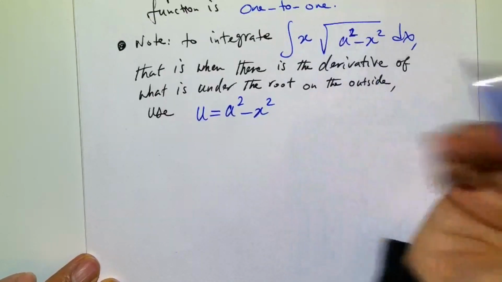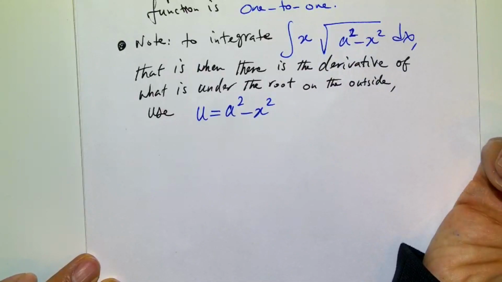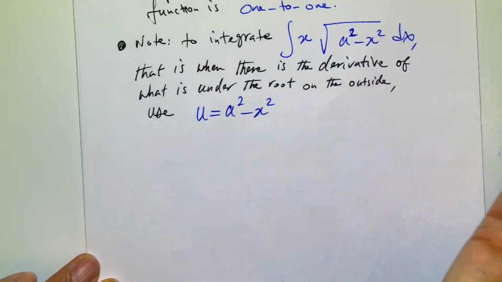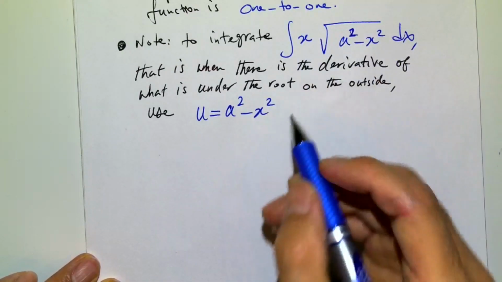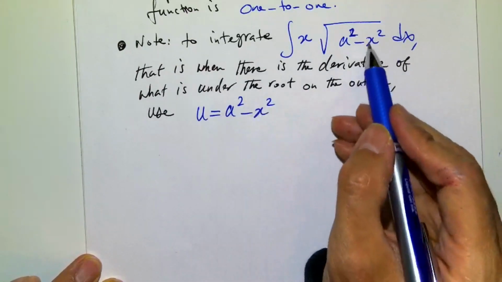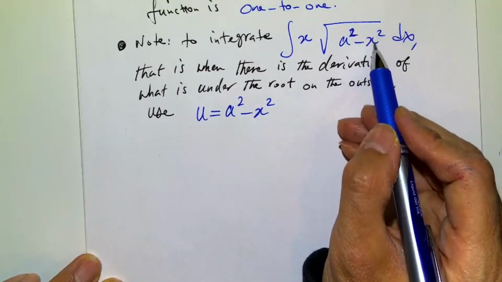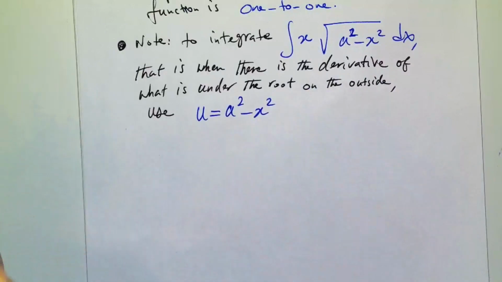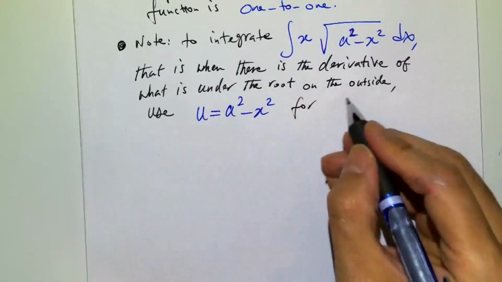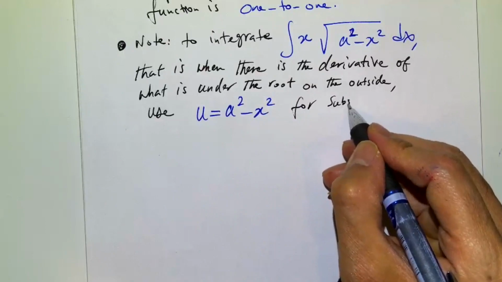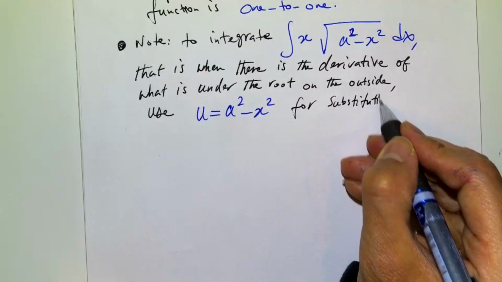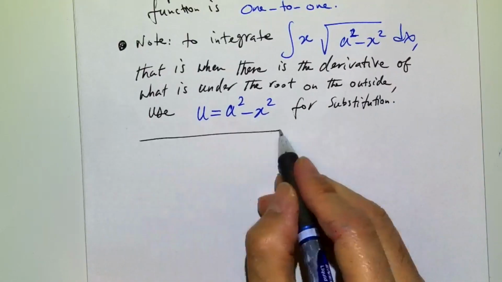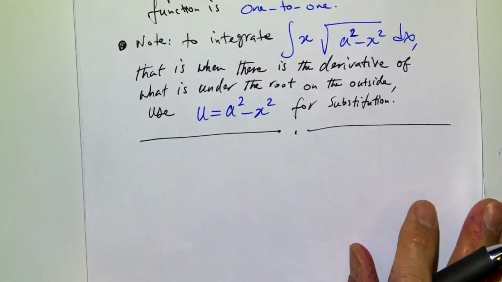So the whole thing will be the square root of u, and you can replace x dx with some factor of du. Okay, that's the point. So if you have the derivative of the x term on the inside, on the outside, you can use this for substitution. Okay, so I just wanted to mention that.